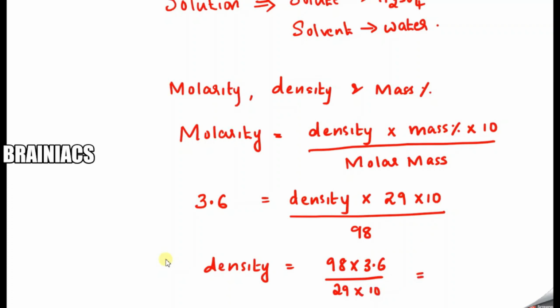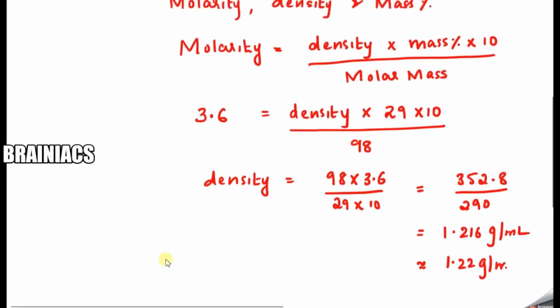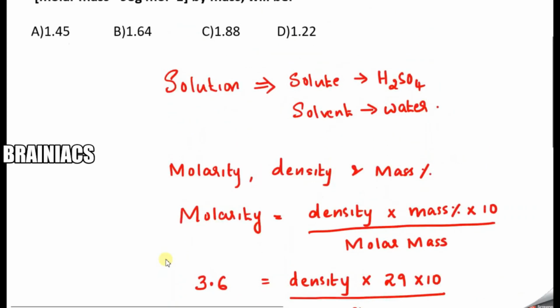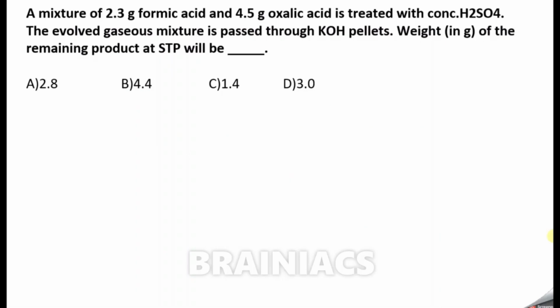So this will come around 352.8 divided by 290. How much will be the answer? If you divide, you will get 1.216 gram per ml, and that can be approximated as 1.22 gram per ml. Correct. So which option looks the most favorable? I can say option D is the correct answer.